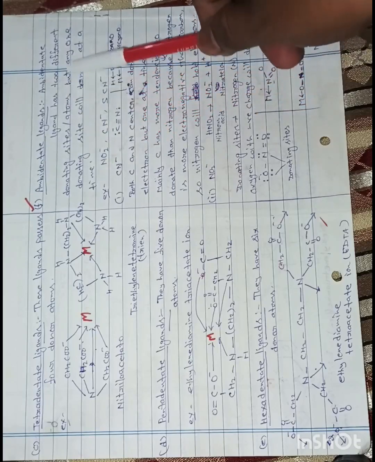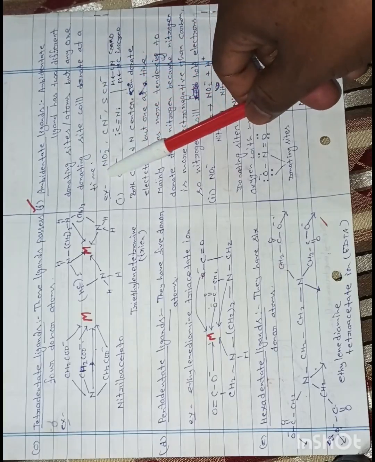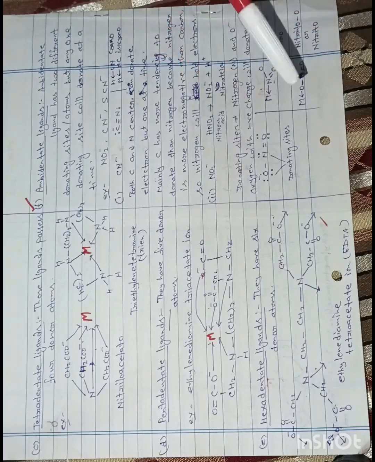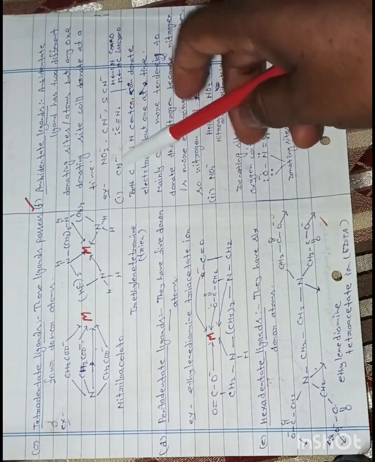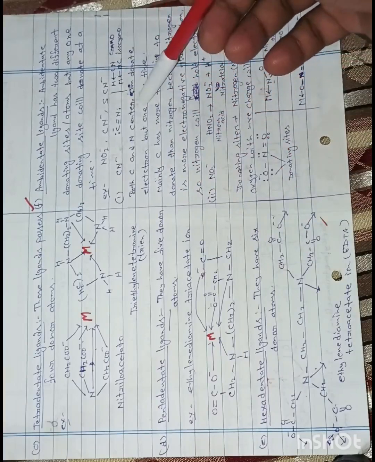Ambidentate ligands have two different donating site atoms, but only one donating site donates at a time. It means the ambidentate ligand has two donating sites, but only one donates the lone pair of electrons to the central metal. Examples are NO2 minus, CN minus and SCN minus.